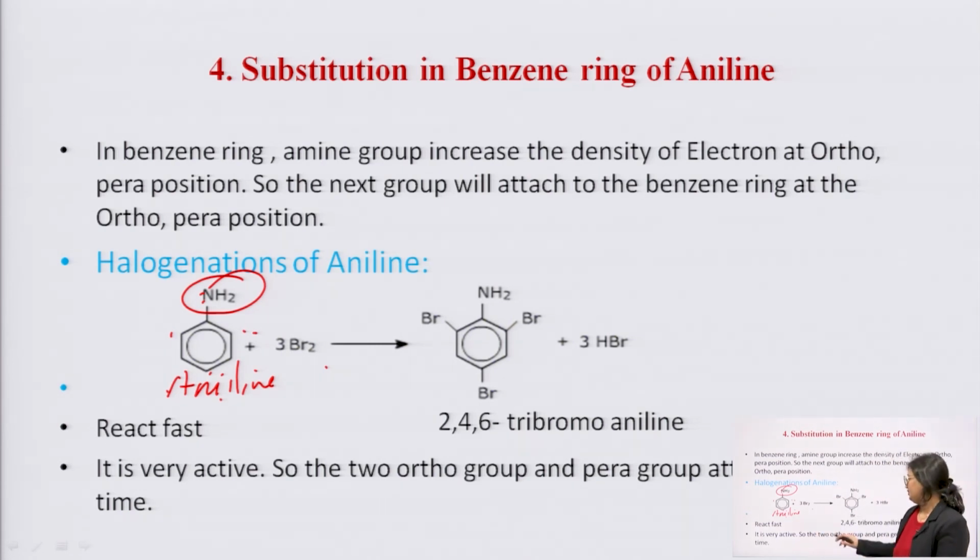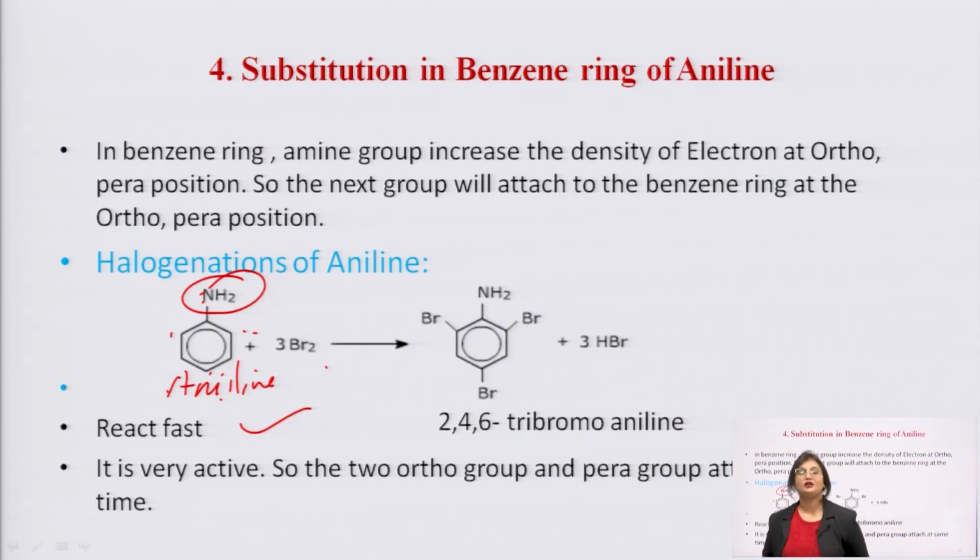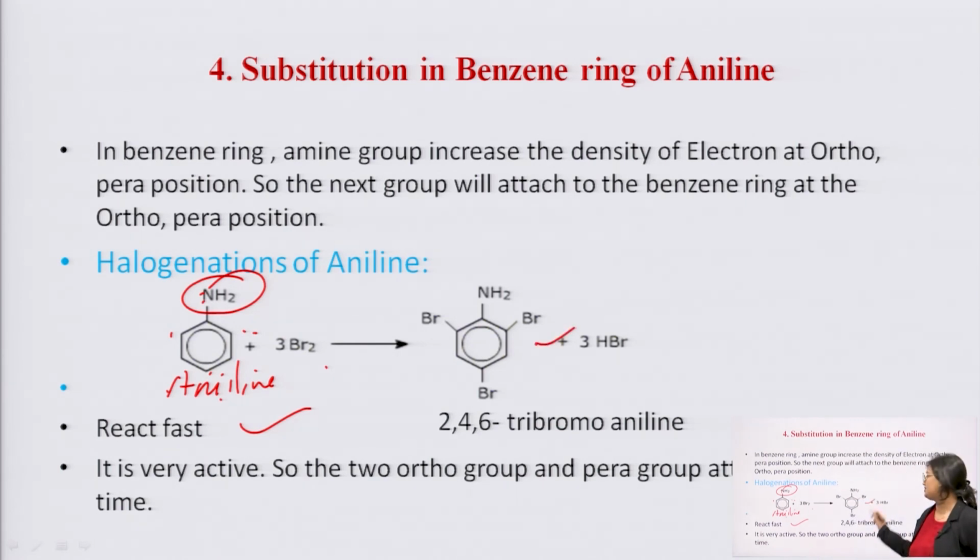The reaction is very fast, very active, so the two ortho positions and the para position are attacked at the same time. It is because of the lone pair of electrons on the nitrogen atom, which increases the electron density around the benzene ring, thus making this reaction faster. So, substitution of bromine at the ortho and para positions becomes very easy, leading to formation of 2,4,6 tribromoaniline.